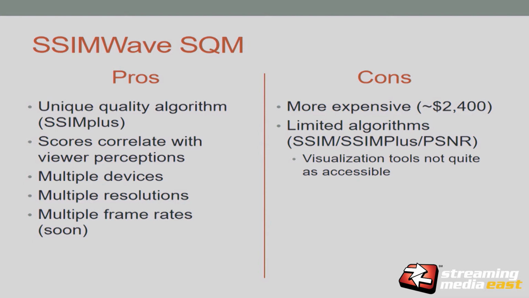What do I like about SimPlice? Kind of talked about this before. It uses a very proprietary, but I think very high quality algorithm. The scores correlate with viewer perceptions. It tells you about multiple devices. It can handle multiple resolutions. So if I throw a 320 by 240 file, I can compare it to the 1080p file that I encoded it from without converting to YUV. And if you're looking at hundreds of files, that's a huge difference.